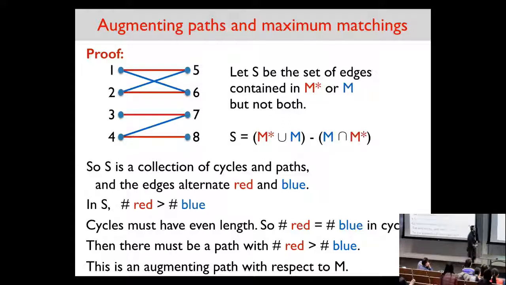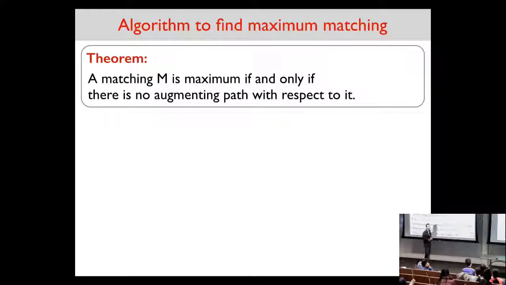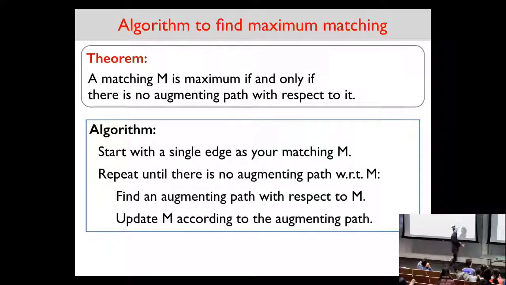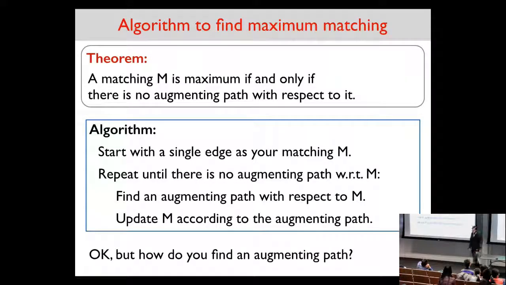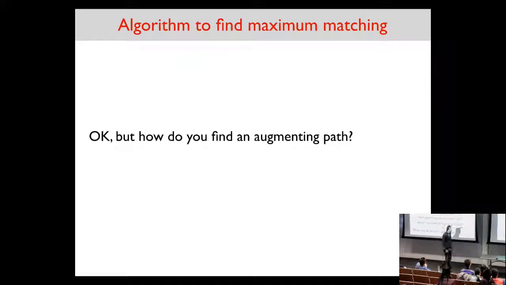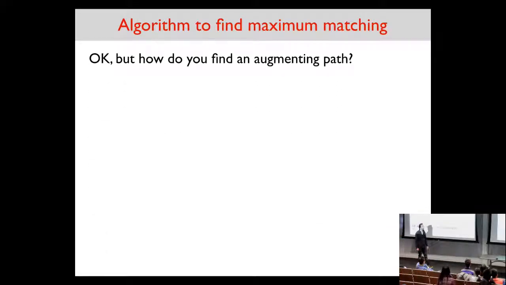So we saw that if this matching M is not maximum, we can always find an augmenting path. And as I said, this leads to an algorithm for finding a maximum matching. You have to find an augmenting path with respect to M. So how do you do that? How do you find an augmenting path?